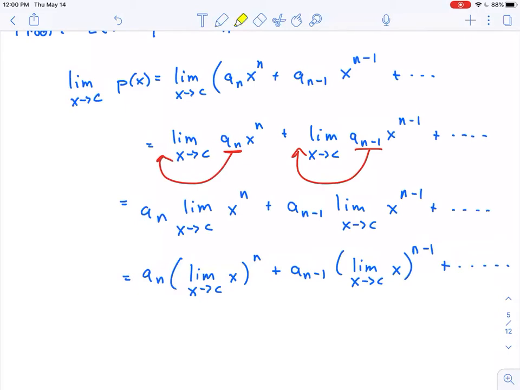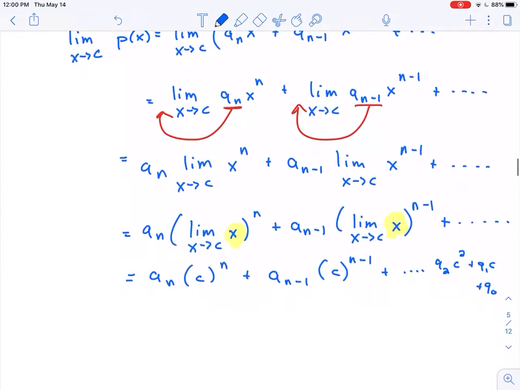And now we say this is linear, this is linear. I can go ahead and evaluate those limits. In each case, I'm just plugging c in for x. So I would have a sub n times c raised to the n power, plus a sub n minus 1 times c raised to the n minus 1 power, plus blah, blah, blah down the line. Eventually you'd get to, say, a2c squared plus a1c plus a naught. I didn't plan that out very well.